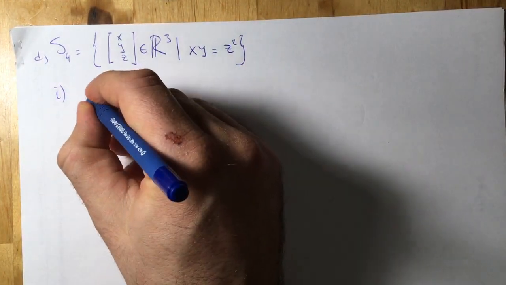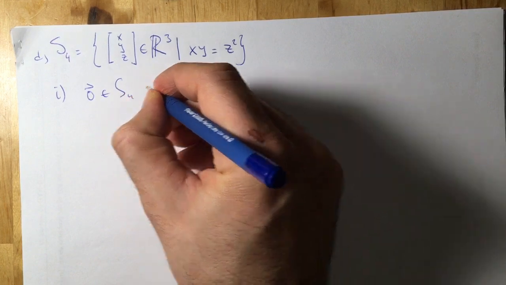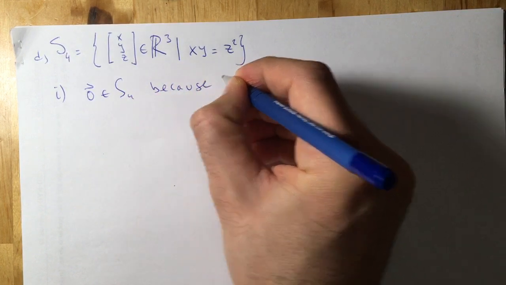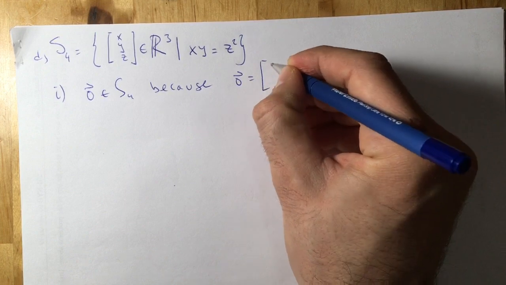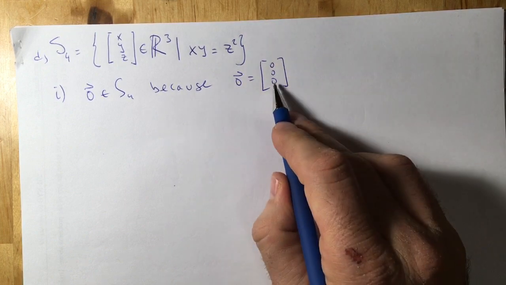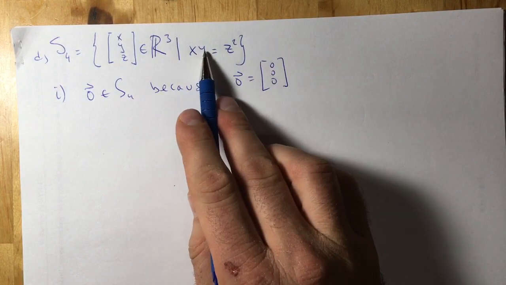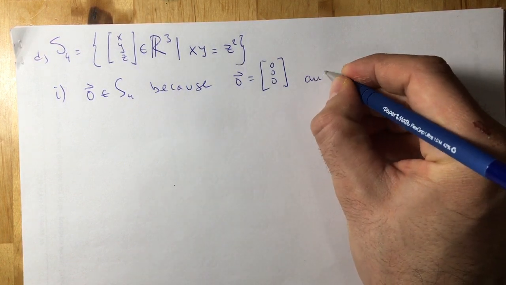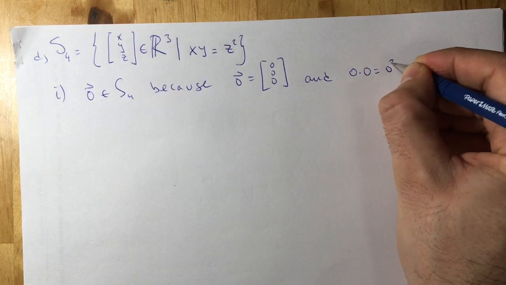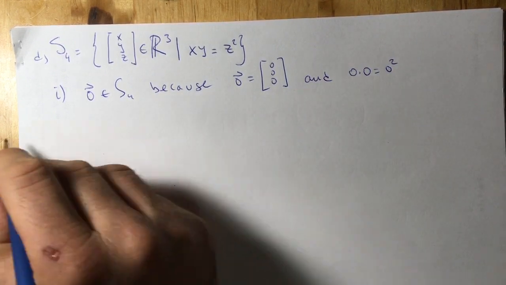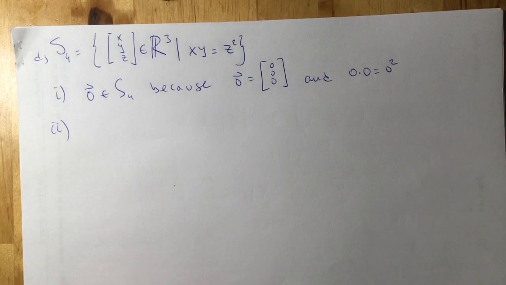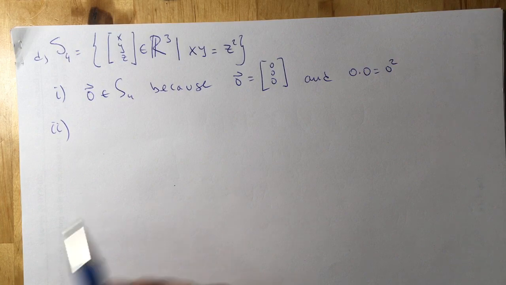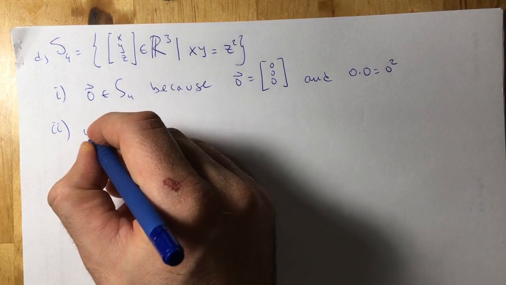Make sure to understand that the 0 element indeed is in S4 because the 0 vector is just 0, 0, 0, and for this vector the product of the first two entries is equal to the square of the last entry. So the 0 element is in S4, but S4 is not closed under vector addition.